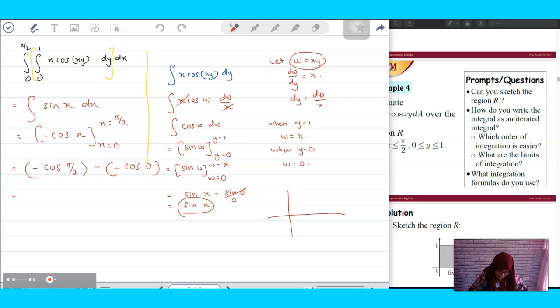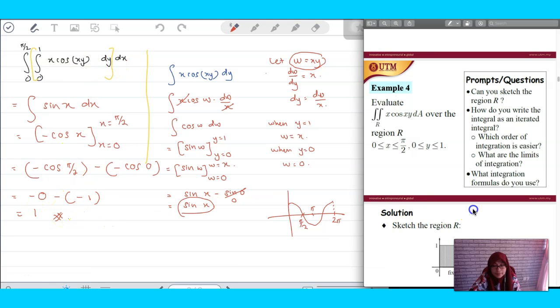I don't have the calculator, but I'm using the graph of cos. This is 2 pi, this is pi, and this is pi over 2. So negative cos pi over 2 is 0, minus cos 0, which is 1. So I will get 1. Okay, so the double integral of x cos of xy, using this order, we can solve easily.